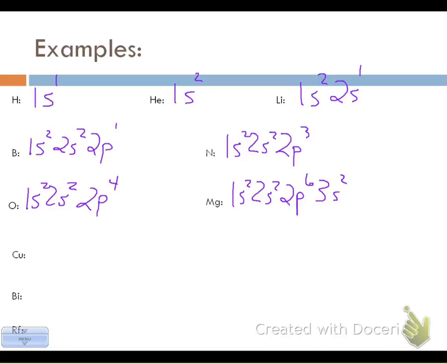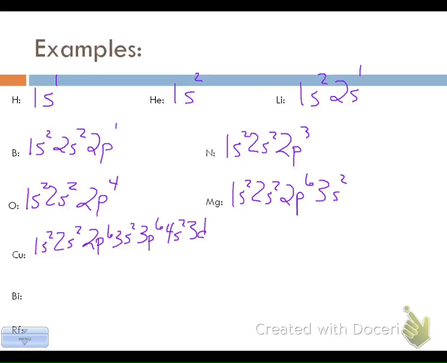Alright, so copper's first. Copper has 29 electrons. So we're going to start out 1s2, 2s2, 2p6, that's 10, 3s2, 3p6. That takes me to 18, that's argon. Then 4s2, it takes me to 20 electrons, that's calcium. And then the next thing up are those 3 d's that we're not going to break up now.